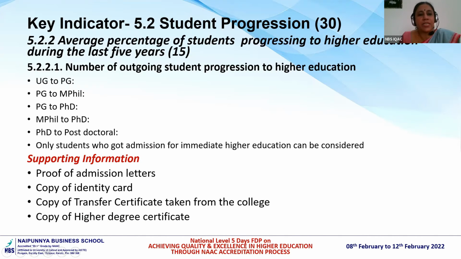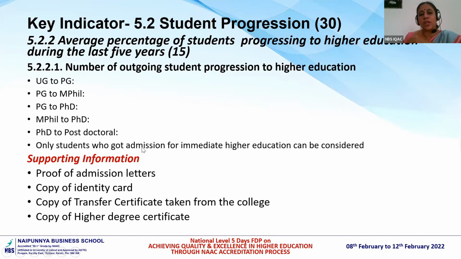The next sub-criteria in 5.2, student progression, is the average percentage of students progressing to higher education during the last 5 years. Previously this had 10 points, but NAAC increased it to 15 points post 2019. So placements they reduced from 15 to 10, and this from 10 to 15 they increased. So here we can show the number of outgoing progression to higher education. If it is a UG college, you can show the students progressing to PG courses. If it is PG, you can show it to PhD. If you're offering PhD programs, you can show it to postdoc programs.